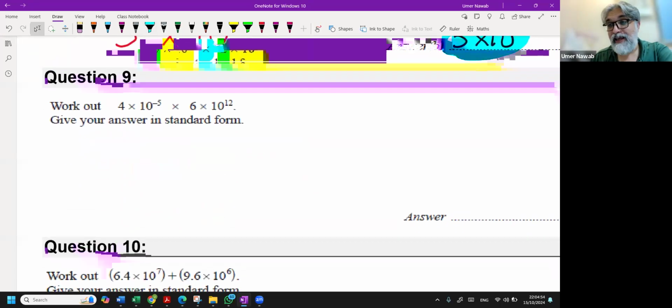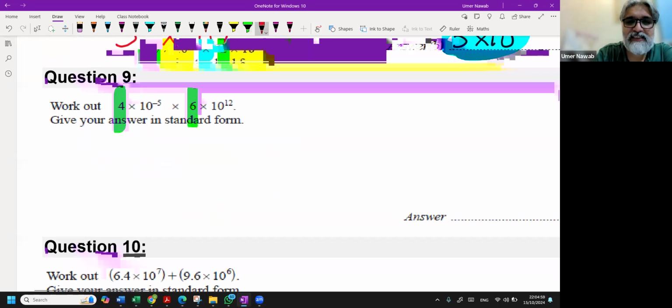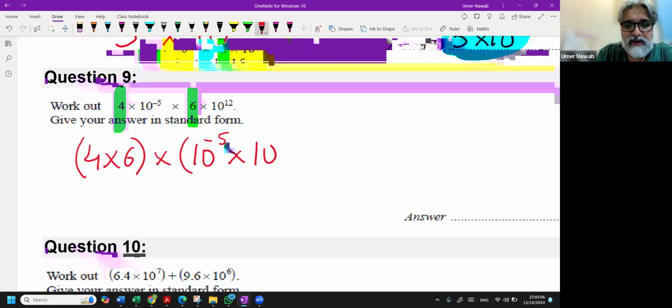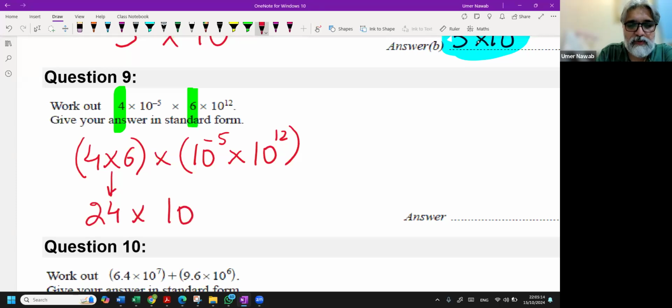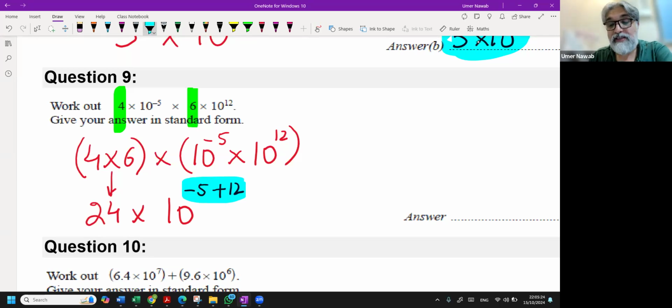Question number 9 again came on multiplication. Wow. Can I apply the same procedure? 4 is going to multiply with 6, and 10 raised to negative 5 is going to multiply with 10 raised to 12. Got it. Now, 4 times 6 gives you what? It is 24 into 10 raised to negative 5 plus 12. My friends, you need to be very good at negative 5 plus 12, since the bigger number has a positive sign. So although it will be subtraction, the final answer will come with a positive number. Minus 5 plus 12 is plus 7.